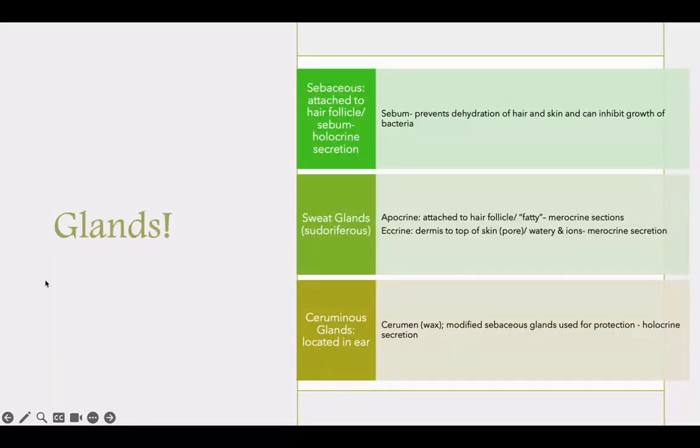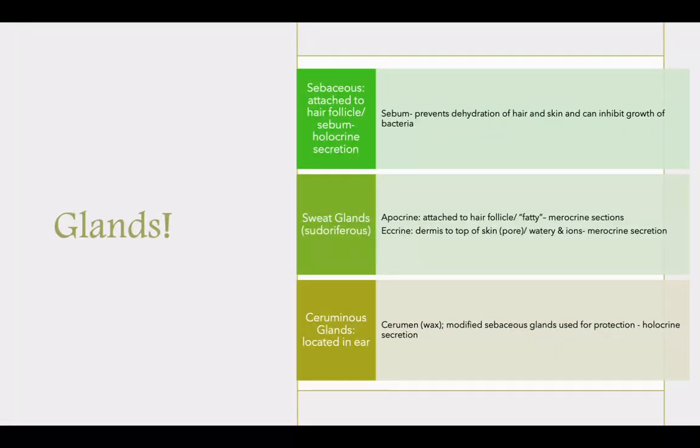All right, so let's talk about those glands found in the skin. If we remember, there are two classifications of glands, endocrine and exocrine, and we are looking at exocrine glands in the skin. All of the ones that we are going to touch on are considered exocrine. The first one is sebaceous.